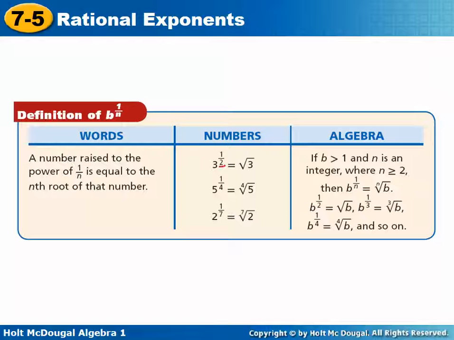This little number here, the denominator, is that number there. For square root, we don't put a 2 there, we just assume it's a 2. We use those so often that we just write the root sign without the 2. And then here's the definition in algebra.